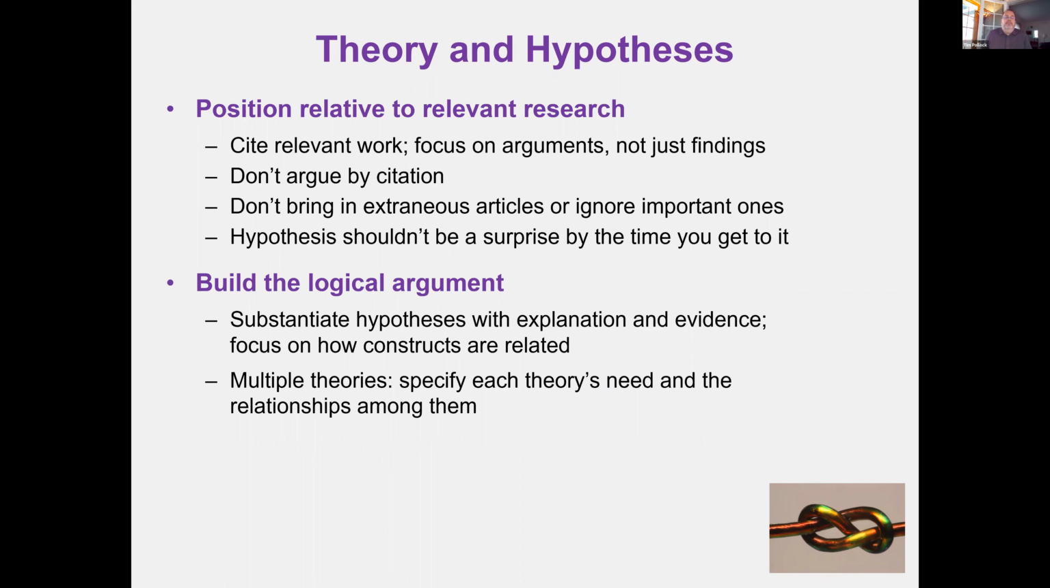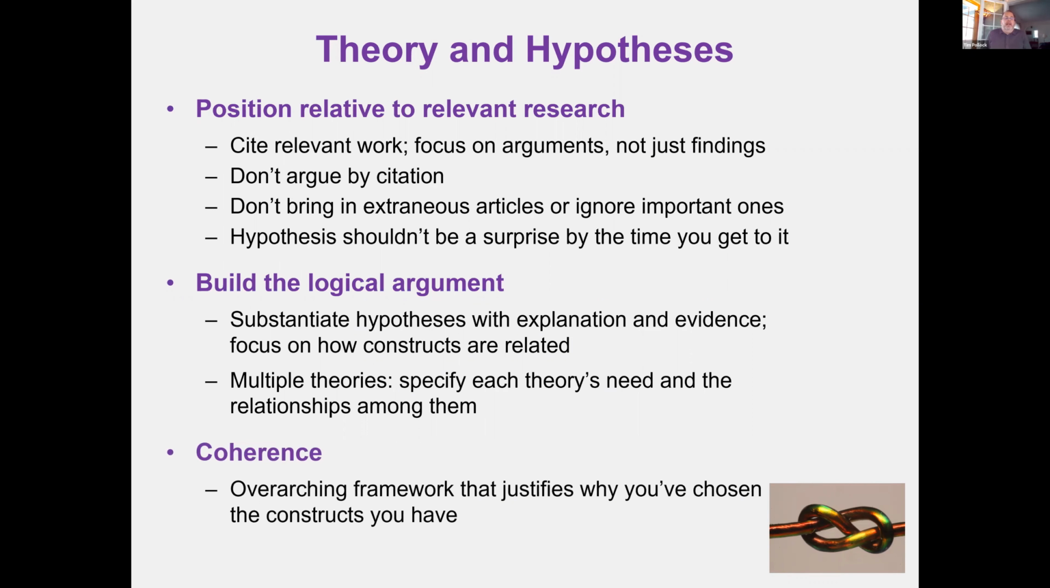If you're using multiple theories as opposed to drawing on just a single theory, make sure you specify why you need each theory and what the relationships among these different theories are. Why are you integrating the theories or bringing these different theories together that you do? And in this regard, you want to make sure that you have coherence. One of the biggest challenges I think a lot of authors have, and one of the most common review comments you get, is, why are you looking at these constructs and not others? Why these? If you have an overarching framework that you can place them within, that helps you justify why you've chosen the constructs you have and not other related or different constructs.